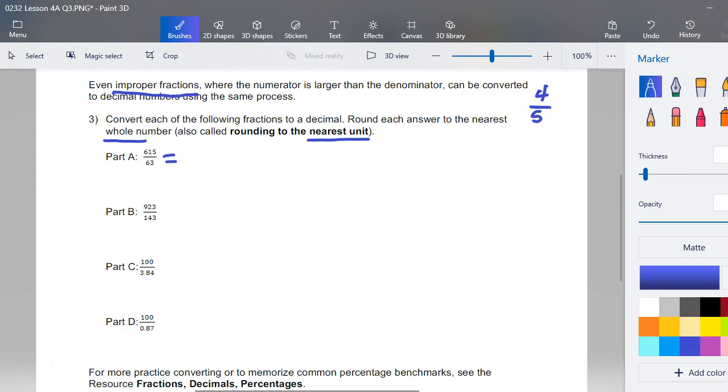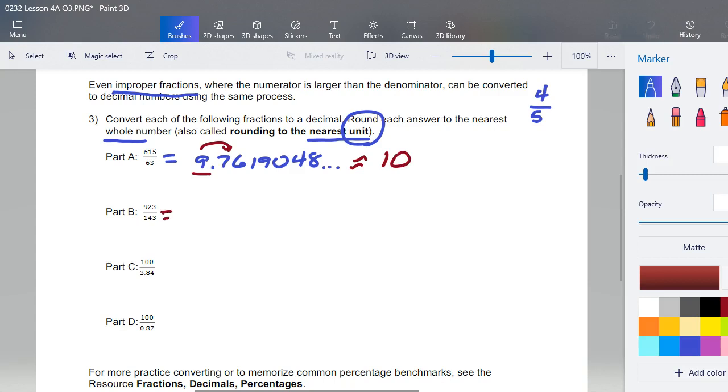So punching in 615 divided by 63, because now I know which direction to punch, I'm not going to make errors on that. I end up with a number along these lines on my screen. But since they're asking us to round to the nearest unit or the nearest whole number, the 9 is in the whole number or units place. The 7 is bigger than 5, so it means that my final number is 10.